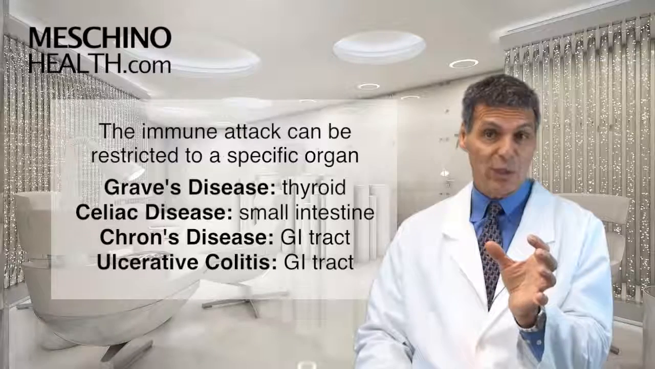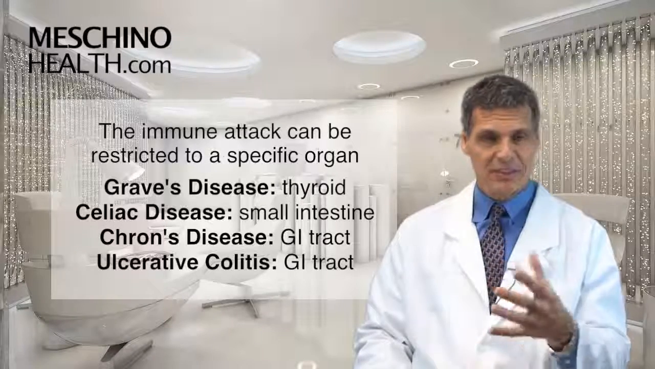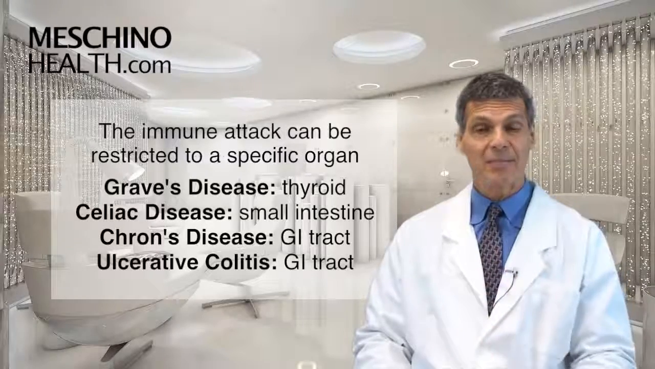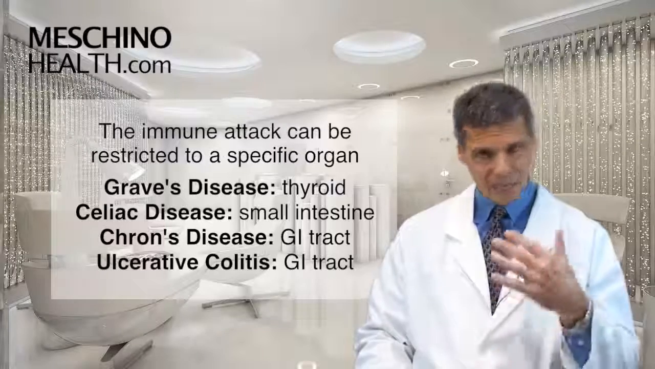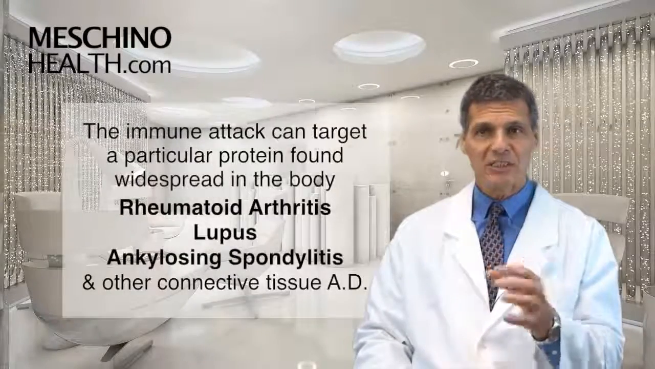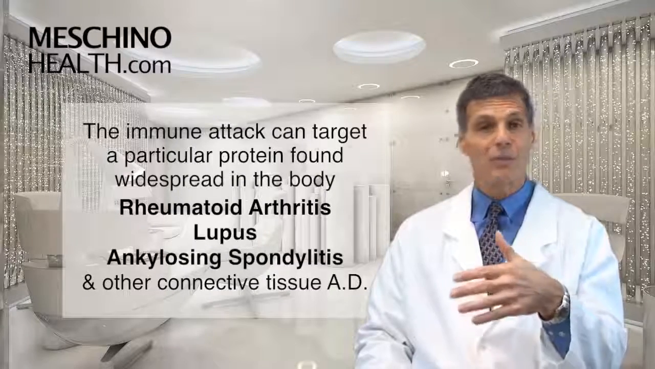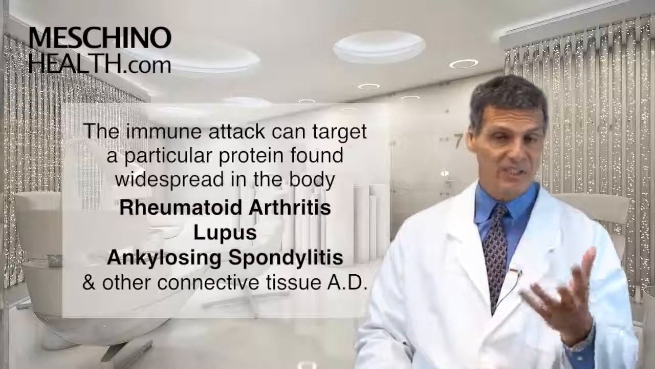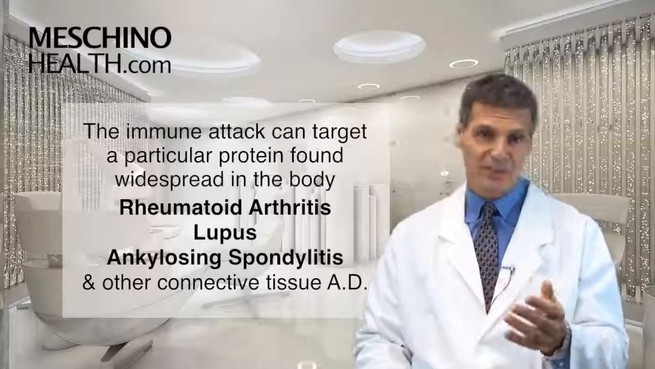Now, sometimes in autoimmune disease, the immune attack is restricted to a specific organ. So sometimes things like Graves' disease, where it's attacking primarily the thyroid gland, or in celiac disease, of course, which is in the gut, and Crohn's disease and ulcerative colitis, primarily limited to the intestinal tract, but other tissues can be affected. Or in certain autoimmune diseases, the immune system is attacking a particular protein that's found widespread throughout the body. So this is what happens in rheumatoid arthritis, lupus, ankylosing spondylitis, and a whole bunch of other connective tissue autoimmune diseases. The question is, why do the immune cells start to behave in this abnormal way?